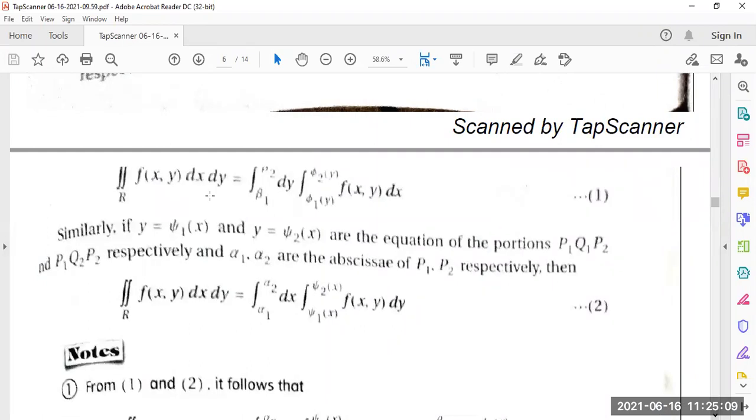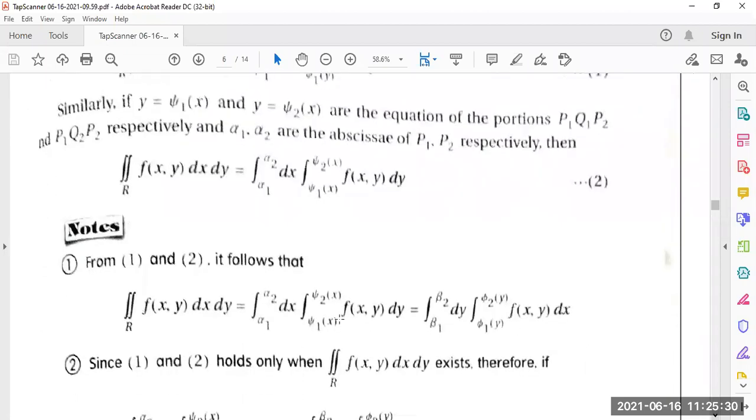Double integration over R of f of xy dx dy equals the integral from beta 1 to beta 2 of dy times this dx integral. This is the first one. Similarly, for y equal to psi 1, double integration over R of f of xy dy dx is equal to the integral over dx and dy. So if both, 1 and 2, hold, it follows that this equals this. So the double integration over R of f of xy dx dy can be written either as dx dy, first with respect to dy then dx, or first with respect to dx then dy. So we can take any order.